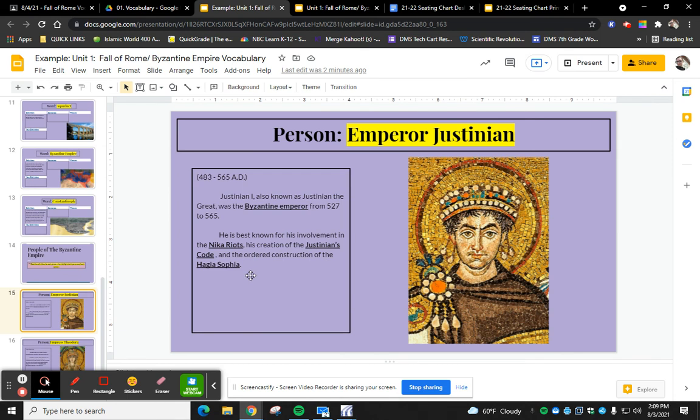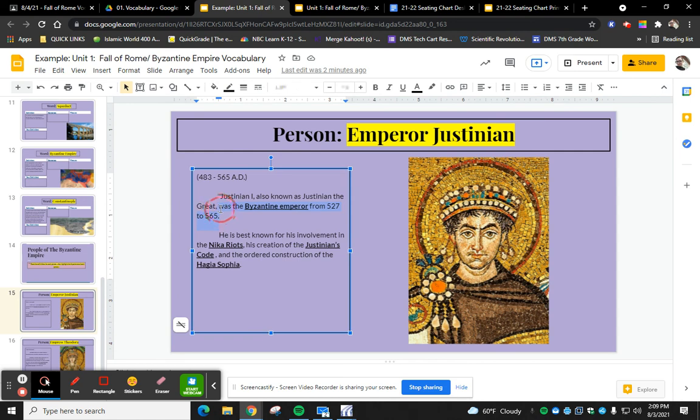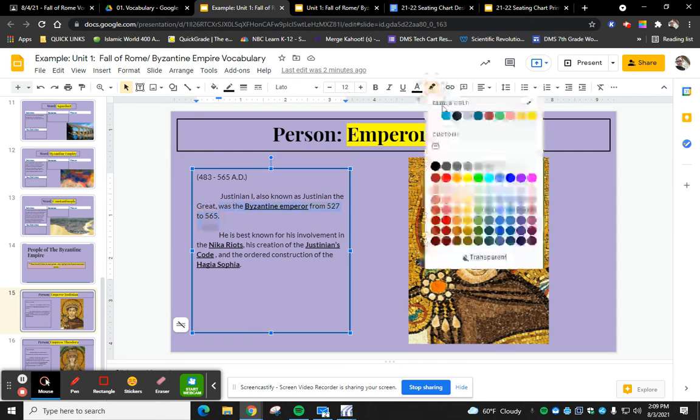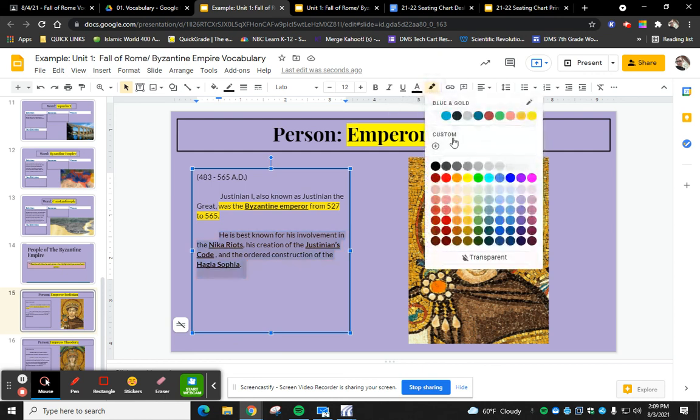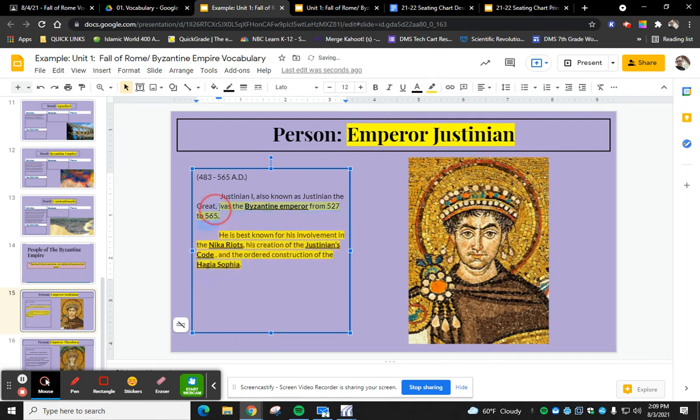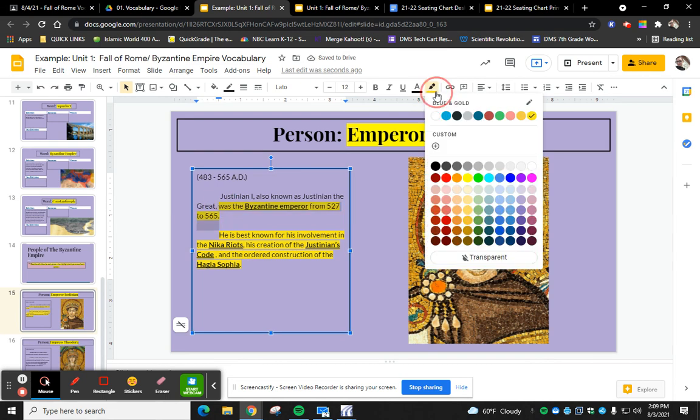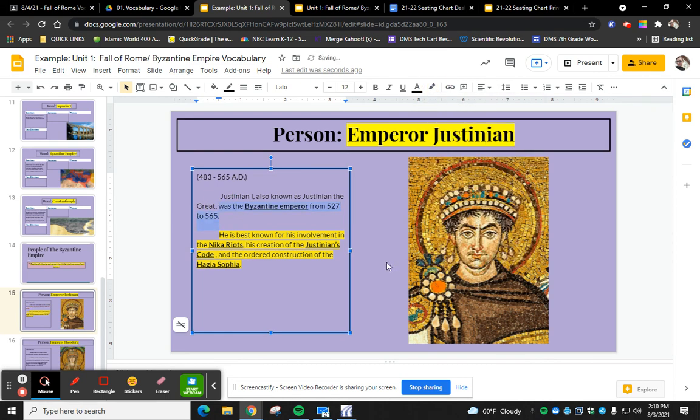Well, what's most important out of that? All right, you might think it's that he was the Byzantine emperor. So I'm going to do that. And I'm going to use the highlight color, and I'm going to make it yellow. Or it could be that he was best known for his involvement in the Nika riots, the Justinian's Code, and the Hagia Sophia. All right, so it's what you think is most important. No, you cannot highlight the entire thing, but you can highlight more than one sentence.